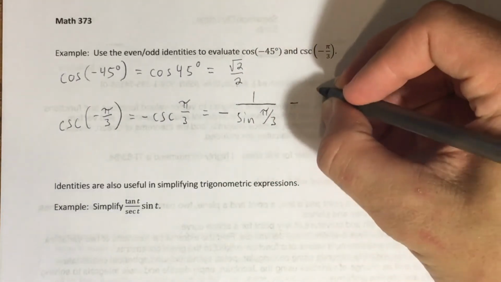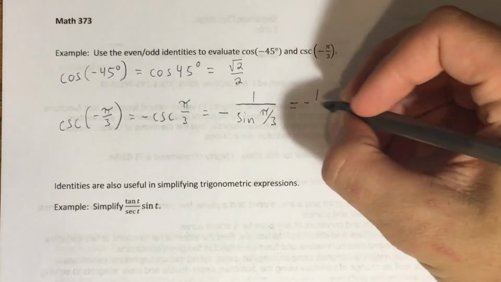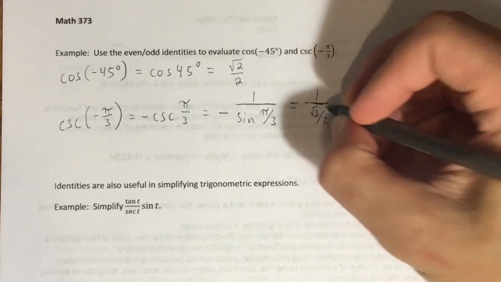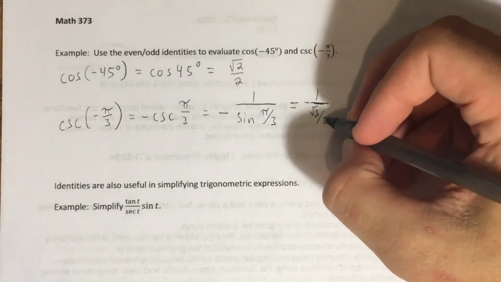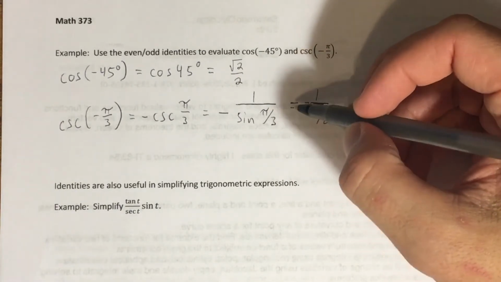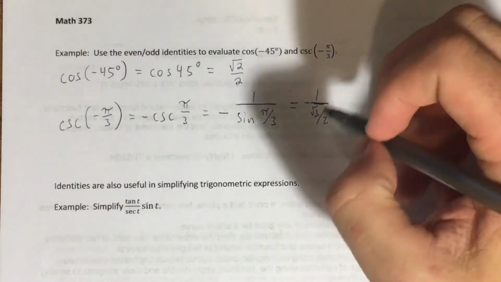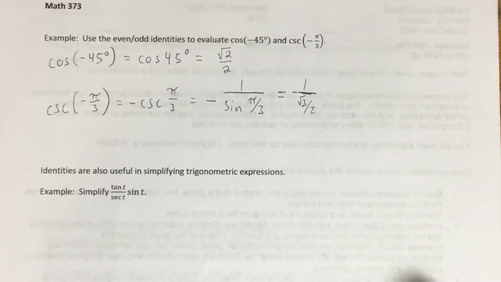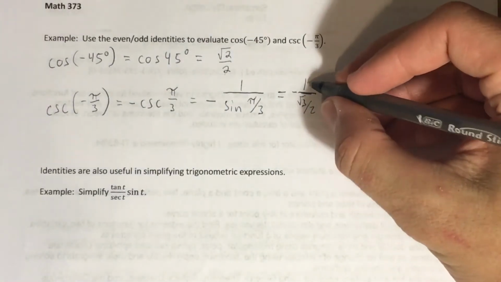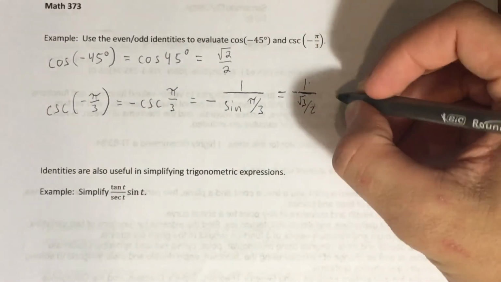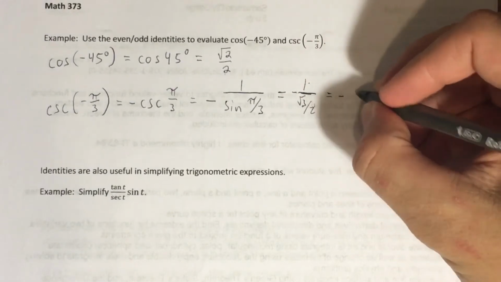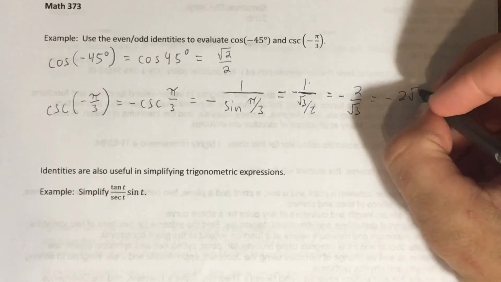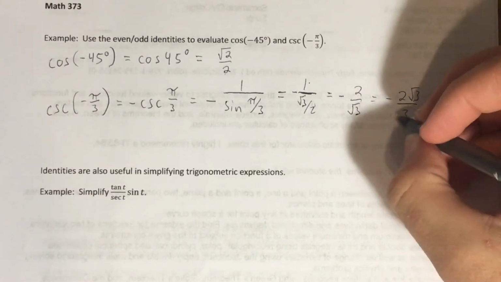Well, this would be negative 1 over root 3 over 2. And again, this root 3 over 2 comes from my knowledge of the unit circle. I know that sine of pi over 3 is equal to root 3 over 2 just because I've memorized the unit circle, which you really need to do. 1 over any number is the same thing as taking the reciprocal of that number. So this is negative 2 over root 3, or after rationalizing, negative 2 root 3 over 3.